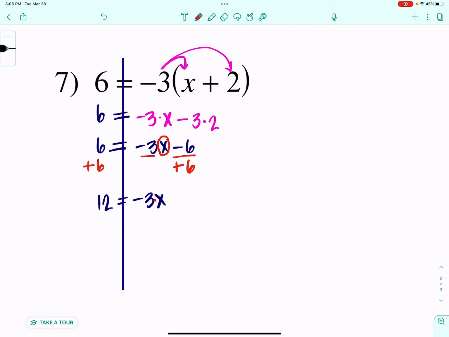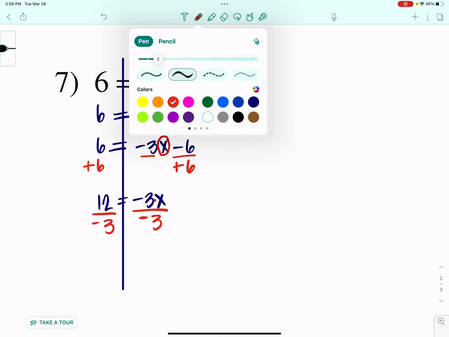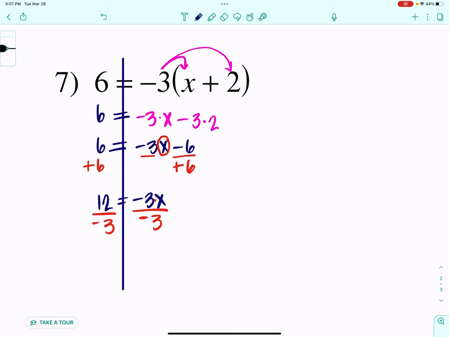The two of you are multiplied together, so your parents are going to divide you. -3 divided by -3 gives you a 1, so you could say they cancel each other out. And x is equal to -4. If you wanted to check it, you could absolutely plug it back in the original to see if you get a true equation.